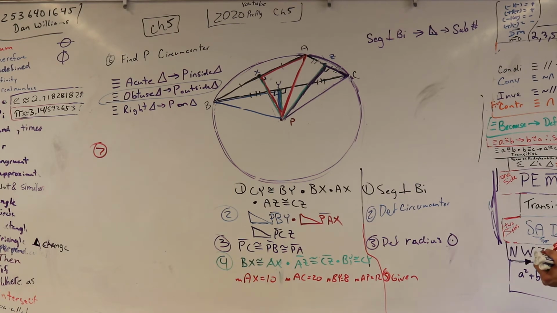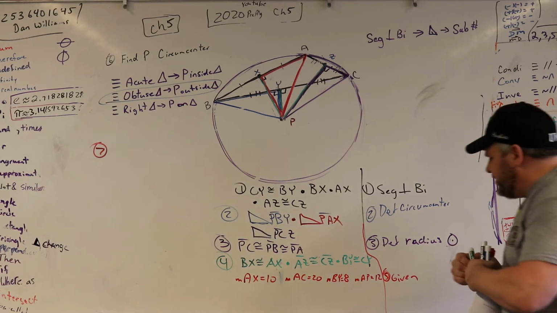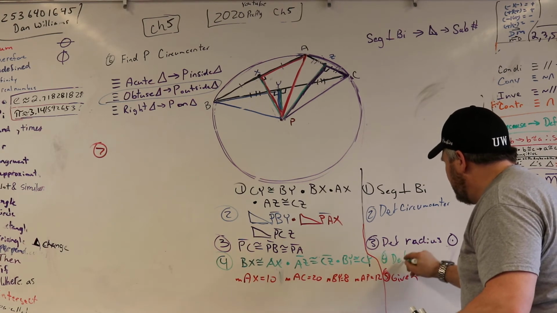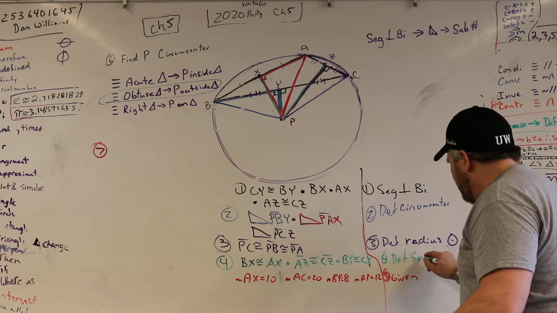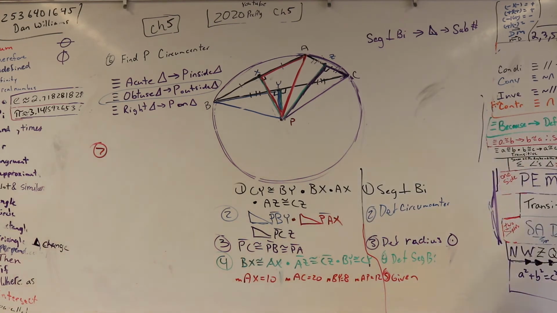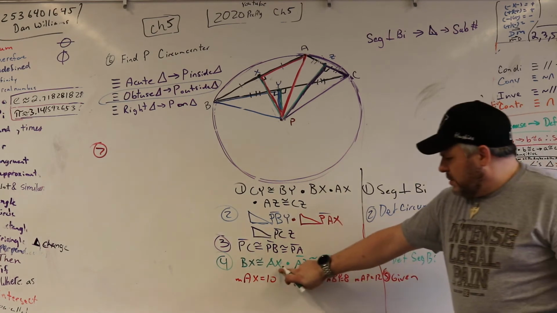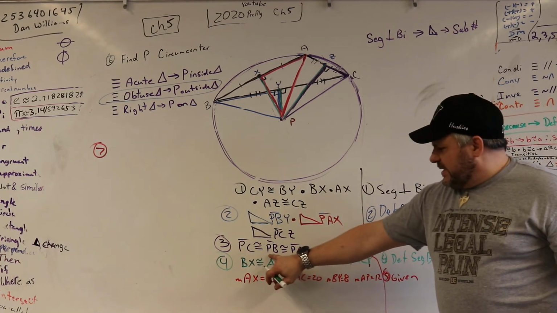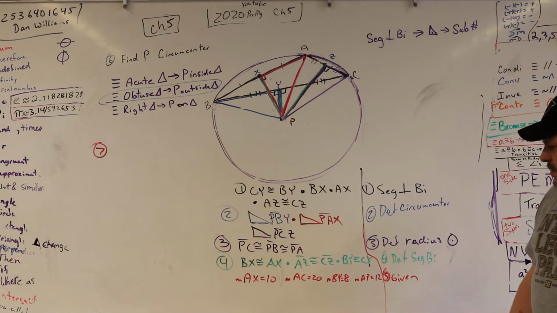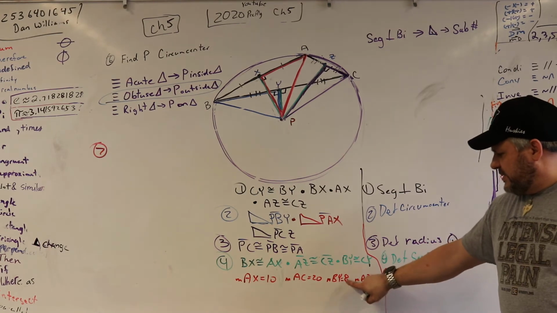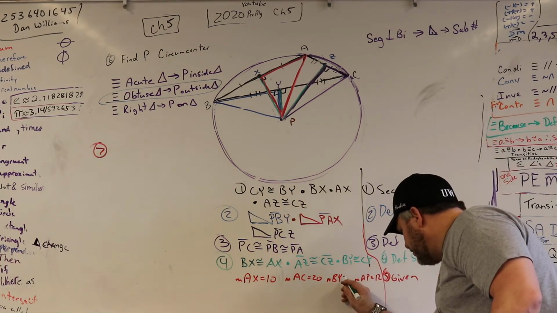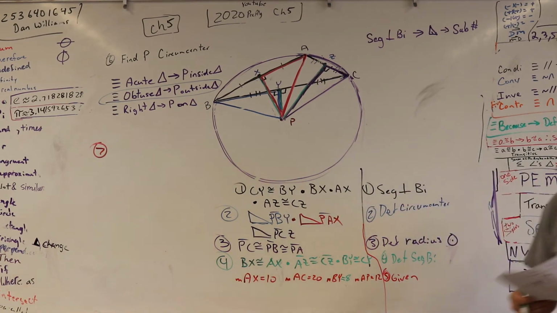Step 4, what did we use to find step 4? The green step. Well, that was the definition of circumcenter, or the definition of a segment bisector. Okay? So when you bisect a segment, we know it's cut in half. So we know that those are all equal. But does that say it? No, in the red, the given, BY is equal to 8.